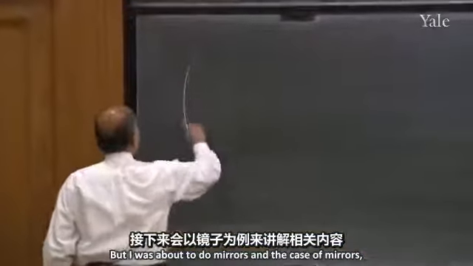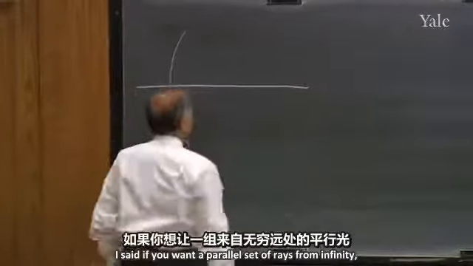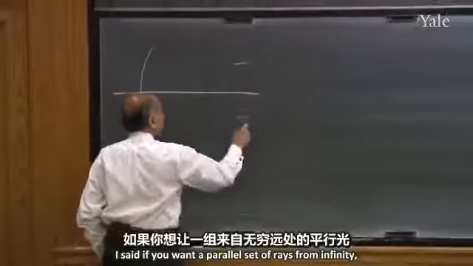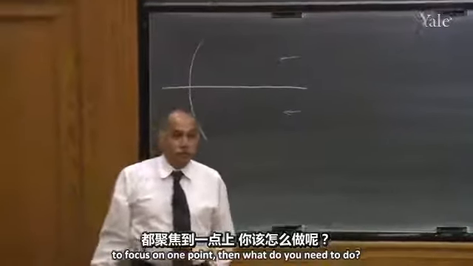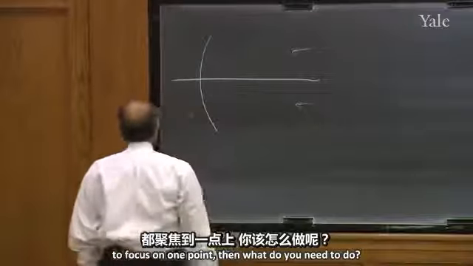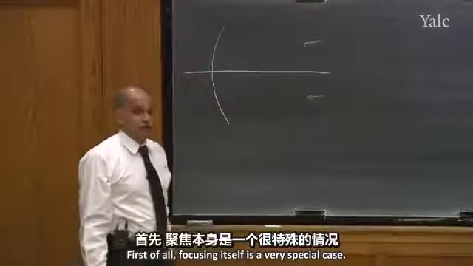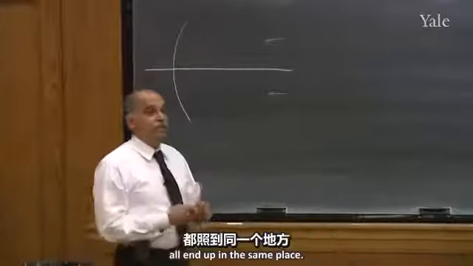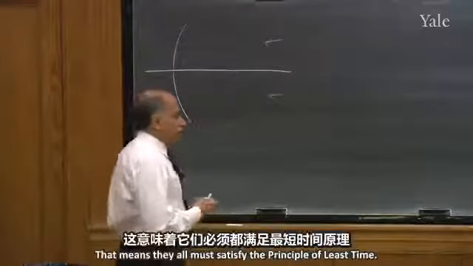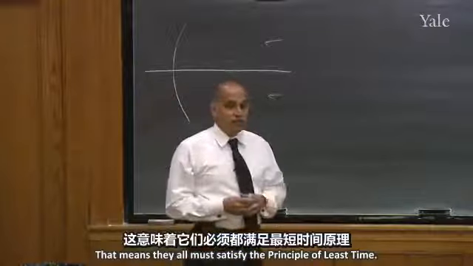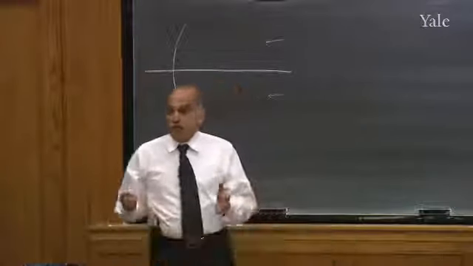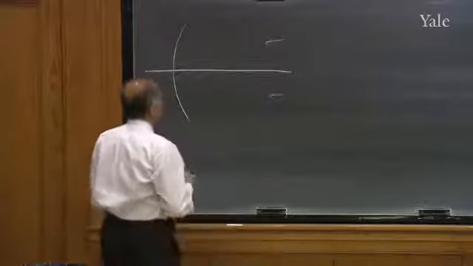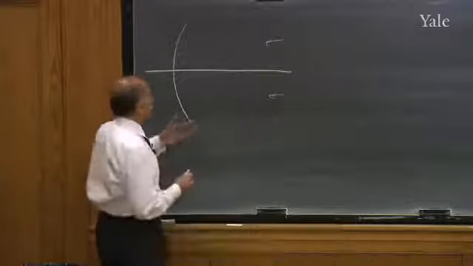But I was about to do mirrors, and in the case of mirrors, I said, if you want a parallel set of rays from infinity to focus on one point, then what do you need to do? First of all, focusing itself is a very special case. Focusing means many light rays going in different directions all end up in the same place. That means they all must satisfy the principle of least time. How can all of them be the least time? Because they all take the same time. Therefore, there's more than one way for a light beam to go from start to finish, and that's when you get focusing. This is the first example of that.